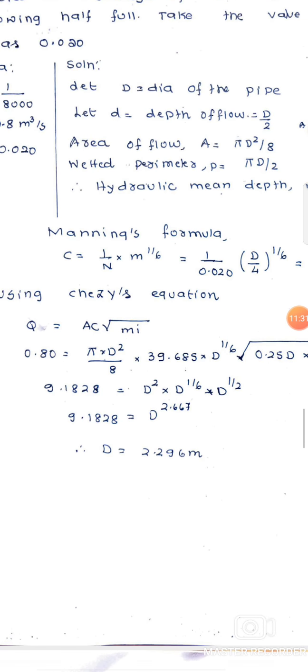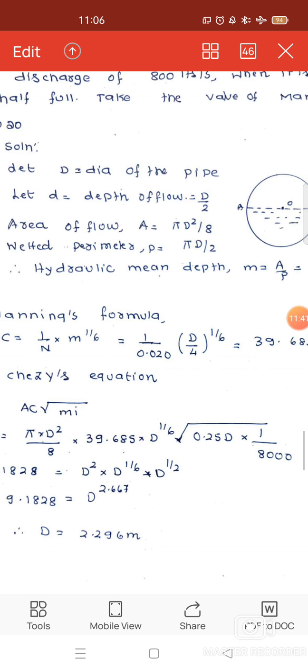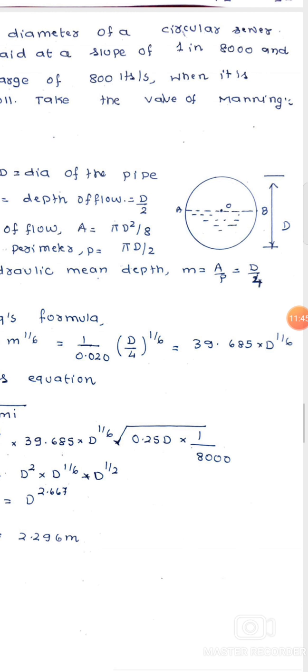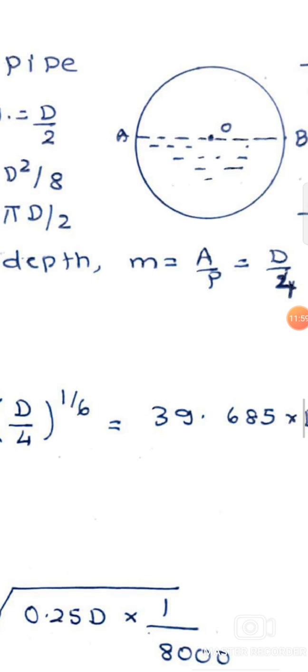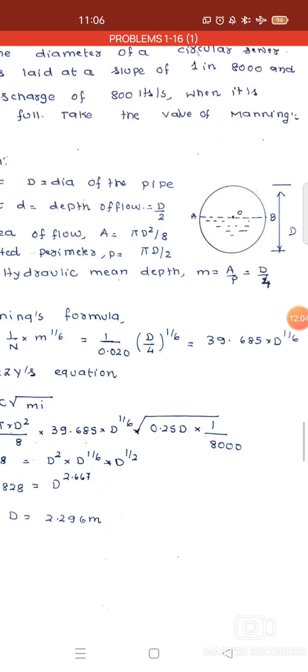C is equal to 1 by n, m to the power of 1 by 6. Again m is unknown, but we can substitute. Area will be pi d square by 8 because it is a semicircle, and wetted perimeter will be pi d by 2. And the hydraulic mean depth will be m is equal to A by P. Area is pi d square by 8 and perimeter is pi d by 2. Then pi will get cancelled, d will get cancelled, and 8 by 4 is 4, 8 by 2 is 4. Then we can write m is equal to d by 4.